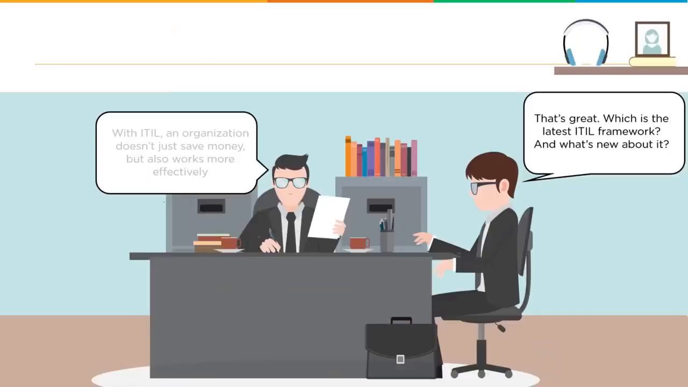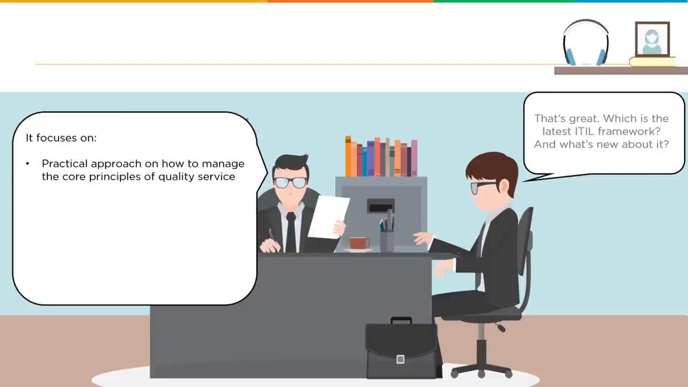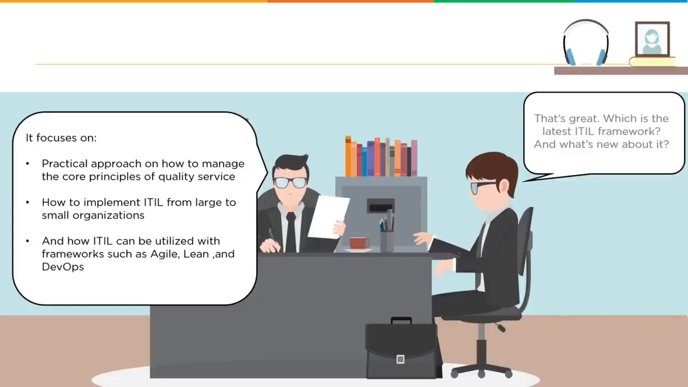That's great. Which is the latest ITIL framework and what's new about it? ITIL 4 is the latest update. ITIL has evolved over many years and ITIL 4 is the latest version, released in February 2019. It focuses on a practical approach to how to manage the core principles of quality services, how to implement ITIL from large to small organizations, and how ITIL can be utilized with frameworks such as Agile, Lean and DevOps.